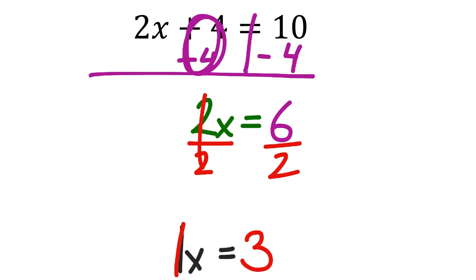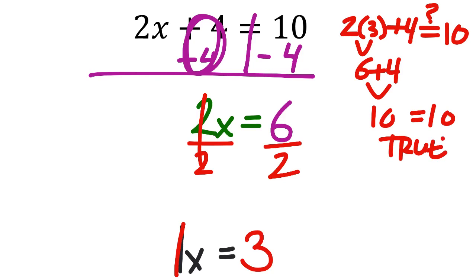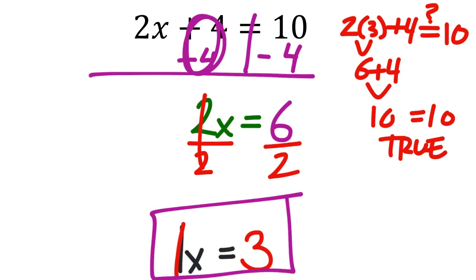So what that would mean is that it was 2x, but now we say x is 3, so it's 2 times 3 plus 4. Just make sure that this does equal 10. So 2 times 3 is 6, plus 4 is 10. Does 10 equal 10? Yeah, that's true. So again, now that I know this is true, I can box this in with a lot more confidence. And I can feel pretty good about it on a test, okay?